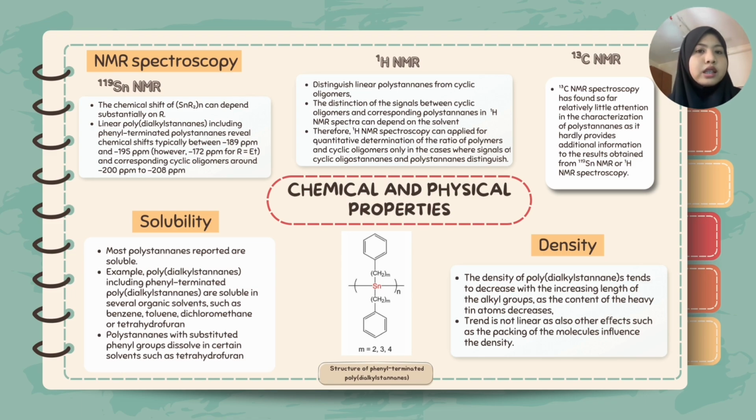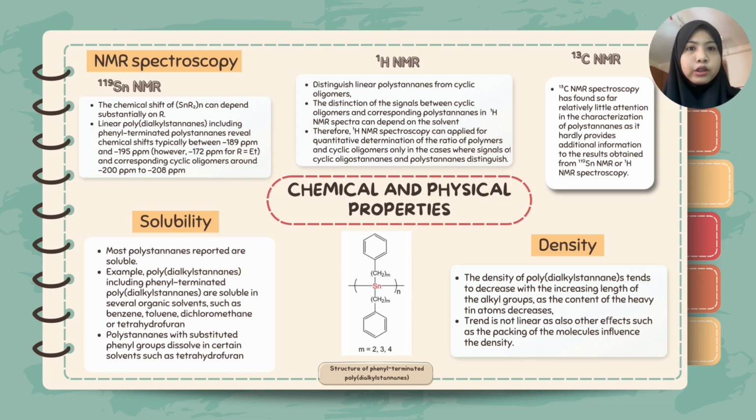The distinction of the signals between cyclic oligomers and corresponding polystannanes in hydrogen NMR spectra can depend on the solvent. Therefore, the NMR can be applied for quantitative determination of the ratio of polymer and cyclic oligomers only in cases where the signals of cyclic oligostannanes and polystannanes are distinguished. For the carbon NMR, 13C NMR spectroscopy has found so far relatively little application in the characterization of polystannanes, as it hardly provides additional information to the results obtained from the tin NMR or 1H NMR spectroscopy.